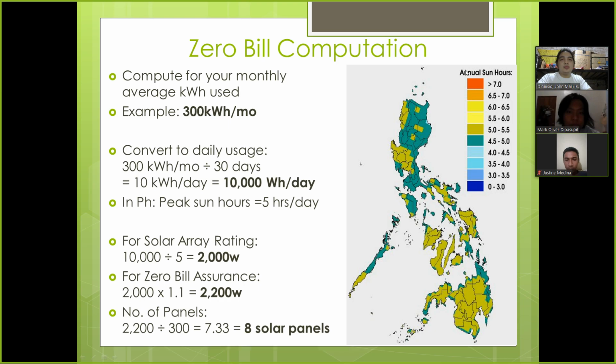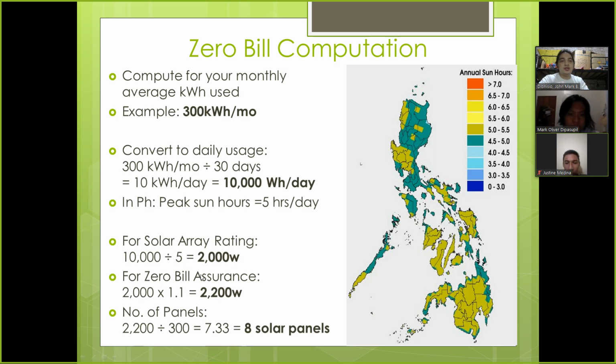Sa Pilipinas, merong peak sun hours na 5 hours per day. Pero depende rin kung saan ka nakalocate sa Philippines. Sabihin natin 5 hours per day yun, or 5 hours to 5.5 hours. So, yun ang magiging value natin, 5 hours per day. Ngayon, yung 10,000 watt hour per day na yun, i-divide natin siya sa 5 hours per day. So, magkakaroon lang tayo ng 2,000 watts.